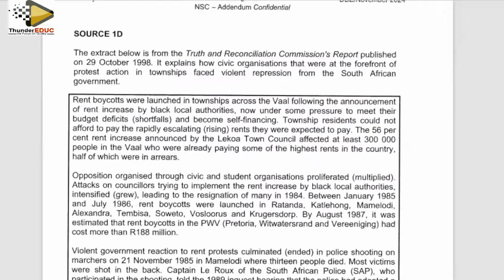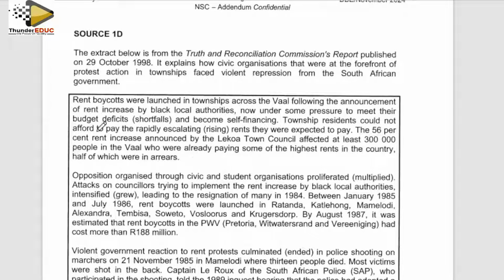Right. If we go to our source, it states here: Rent boycotts were launched in townships across the Vaal following the announcement of rent increases by Black local authorities, now under some pressure to meet their budget deficits or shortfalls and become self-financing. Township residents could not afford to pay the rapidly escalating rents they were expected to pay. The 56% increase announced by the Lekoa Town Council affected at least 300,000 people in the Vaal who were already paying some of the highest rents in the country, half of which were in arrears. So if you check the first paragraph there, it has all the information that we need to justify why people in the Vaal were failing to pay rent.